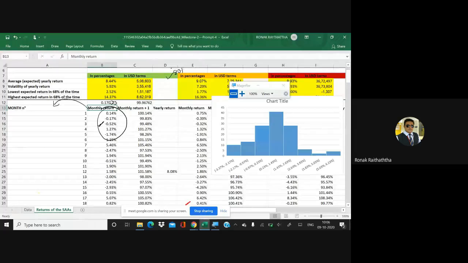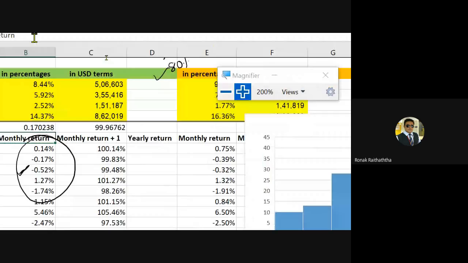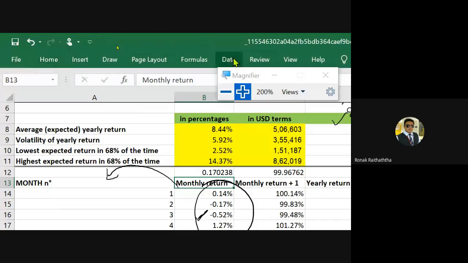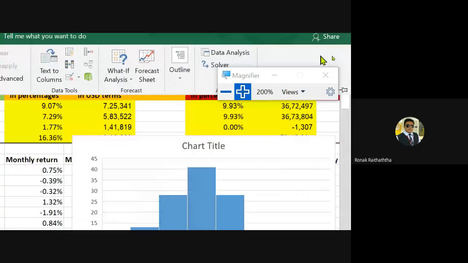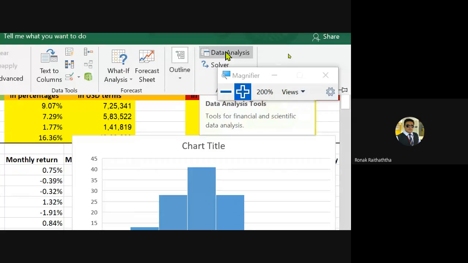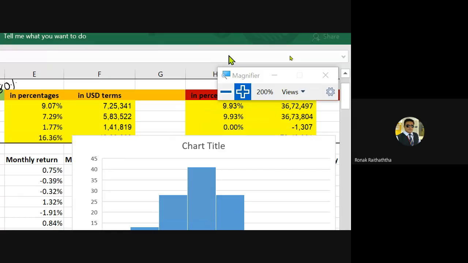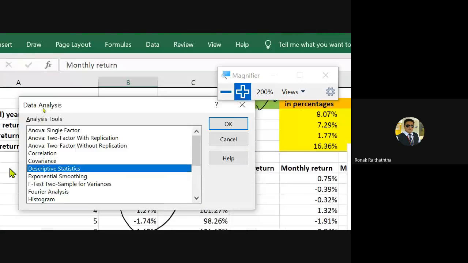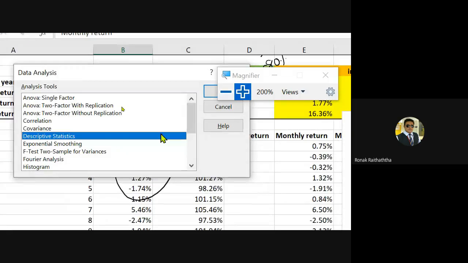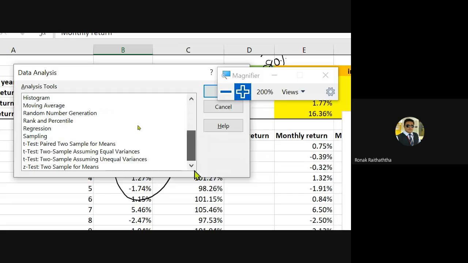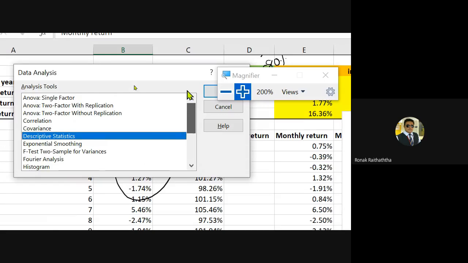Okay, so everyone please focus here. I'm going to the data tab, and in the data tab everyone should be able to see the data analysis. Please click on that. In data analysis, I do not want anything else. There are various options. Even a t-test can be done over here, regression, sampling, various things are there. I'm clicking on descriptive statistics as of now.